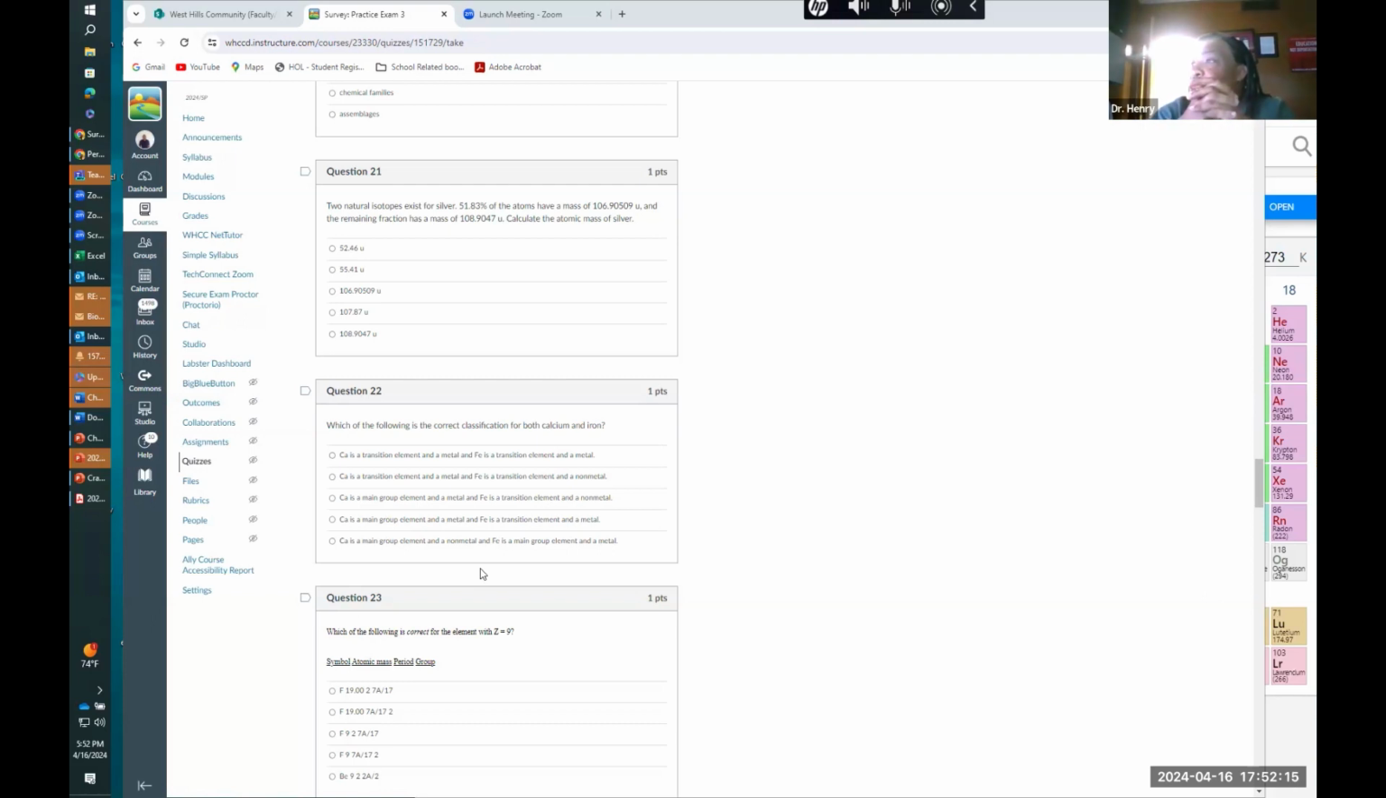Okay. So we have two natural isotopes for silver. One that's 51.83 percent of the atoms has a mass of 106.90509. The remaining fraction has a mass of 108.9047. Calculate the atomic mass of silver.